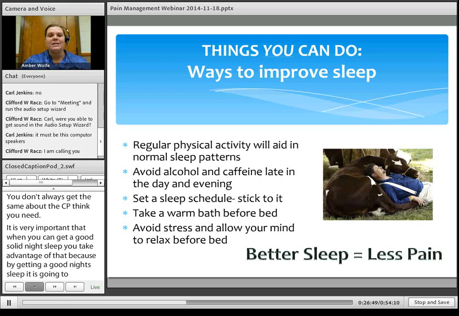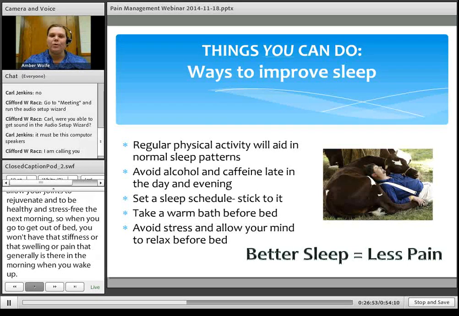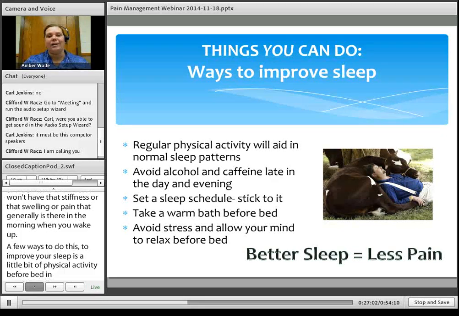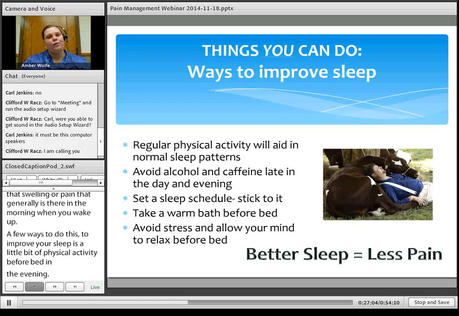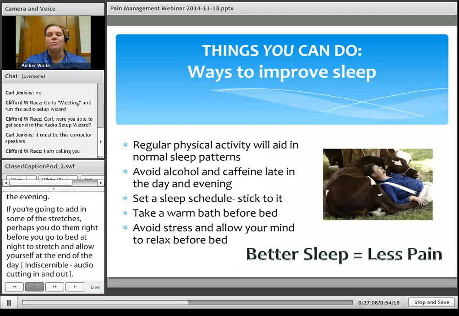A few ways to improve your sleep: one, a little bit of physical activity before bed in the evening. If you are going to add in some of these stretches, perhaps you do them right before you go to bed at night to stretch and allow yourself to relax at the end of the day and get ready for a good night's sleep. Avoiding alcohol and caffeine late in the evening is also key because those two things do tend to trigger more arthritis pain to start happening in your joints, especially later in the evening.